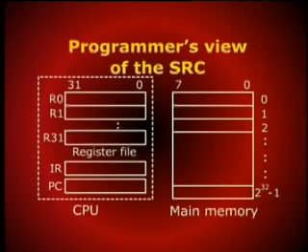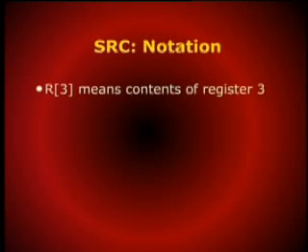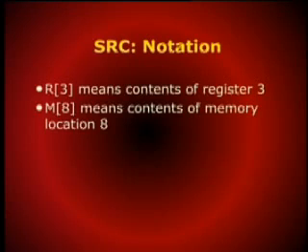On the right side, the main memory is indicated. The memory is byte organized, and the addresses are indicated as 0, 1 up to 2 raised to the power 32 minus 1, which means a total memory space of 4 gigabytes. The notations which we are going to use for SRC are R within square brackets. For example, if we write R[3], it would mean the contents of general purpose register R3. Similarly, M[8] would mean the contents of memory location 8.